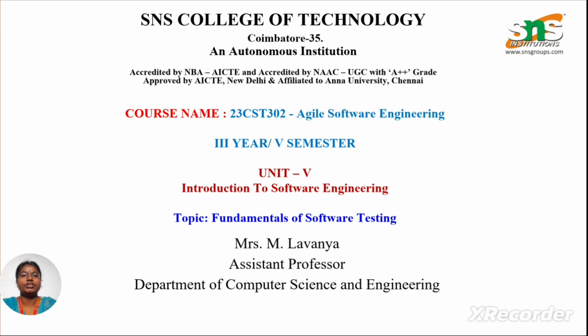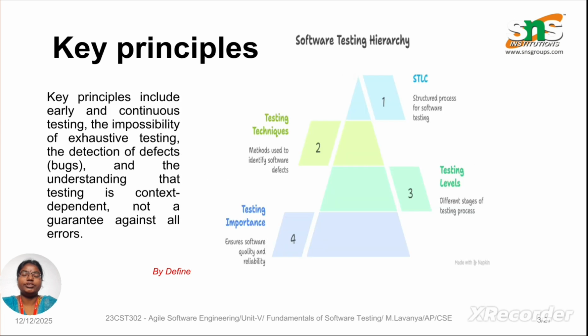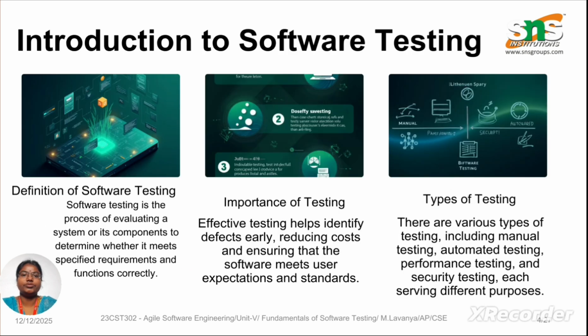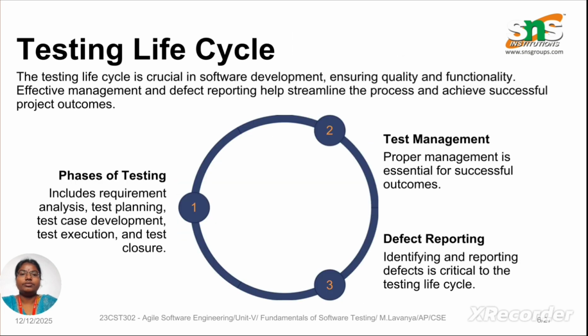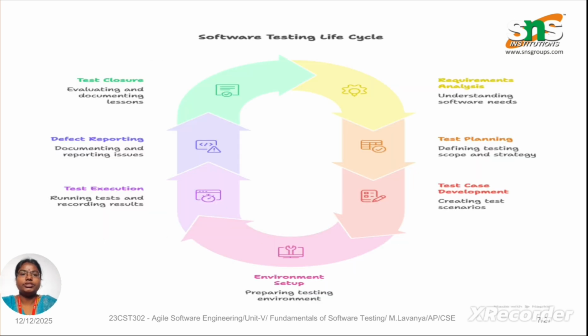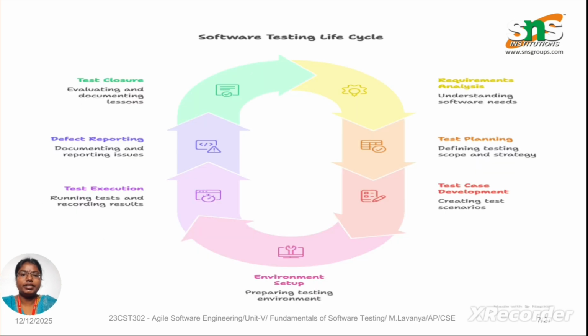In Agile software engineering, currently we are seeing software testing, and in this we have seen the definition of software testing, the key principles of software testing, the importance of software testing, and the life cycle of software testing. This is the pictorial representation of the software testing life cycle. As we have discussed earlier, the testing process, testing phase, and test management are all consolidated in this diagrammatical representation.